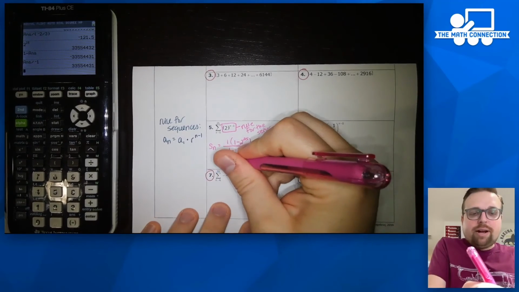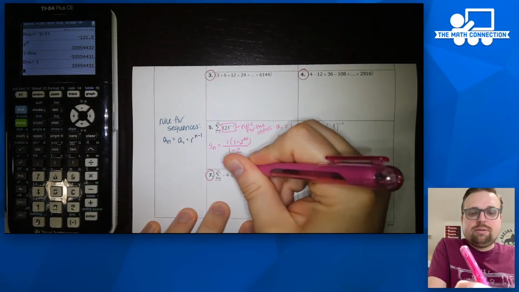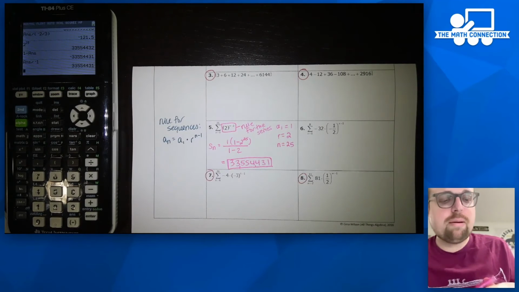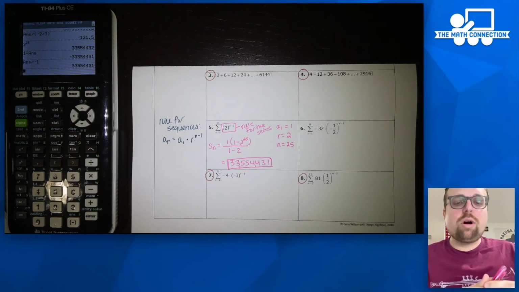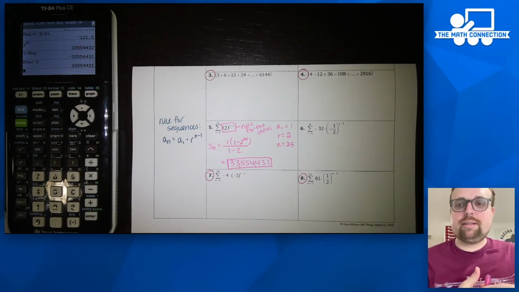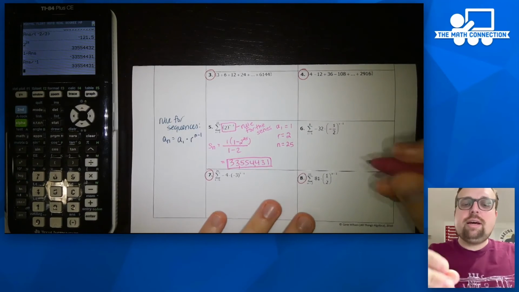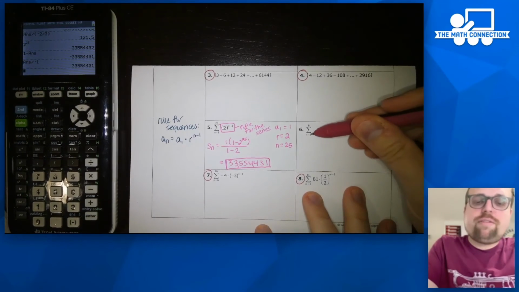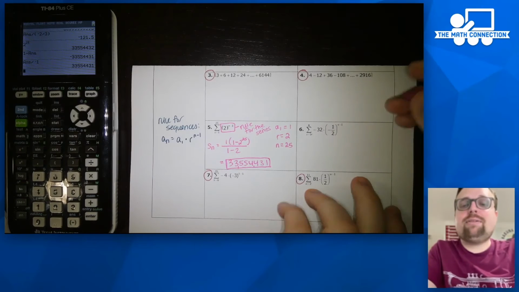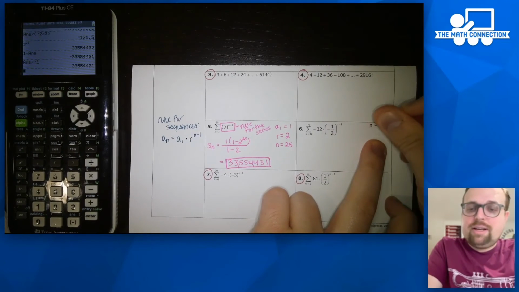So let's box our answer here, and then we'll try the next problem. We're going to actually do number 6. So let's do number 6. And in number 6, we're going from the first term up to the 8th term. So the n here is 8.